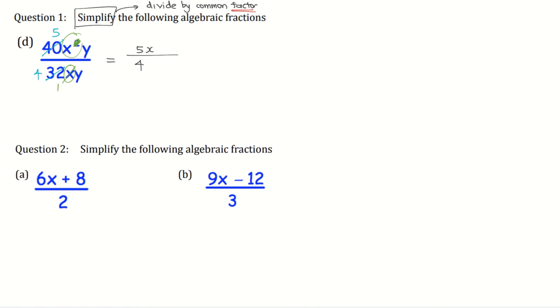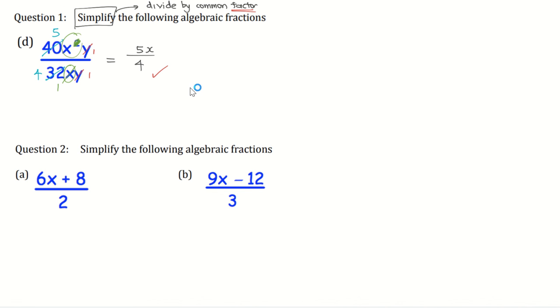And lastly, you can look at y and y. y divided by y just gives me 1. So cancel both y's and there's nothing to add in my fraction. So the final answer is 5x over 4.